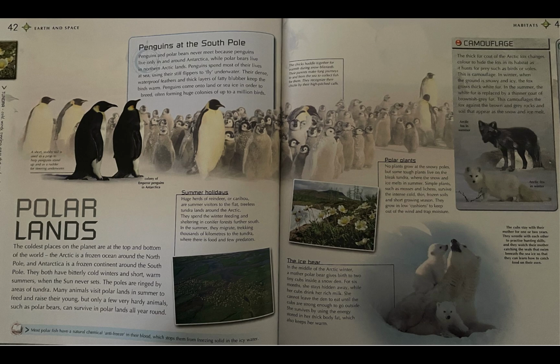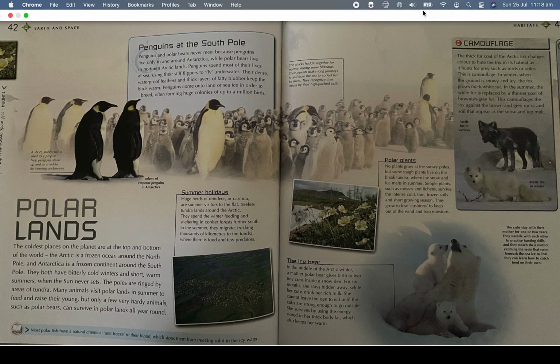The coldest places on the planet are at the top and bottom of the world. The Arctic is a frozen ocean around the North Pole, and Antarctica is a frozen continent around the South Pole. They both have bitterly cold winters and short, warm summers when the sun never sets. The poles are ringed by areas of tundra, there's that word. Many animals visit polar lands in summer to feed and raise their young, but only a few very hardy animals such as polar bears can survive in polar lands all year round.